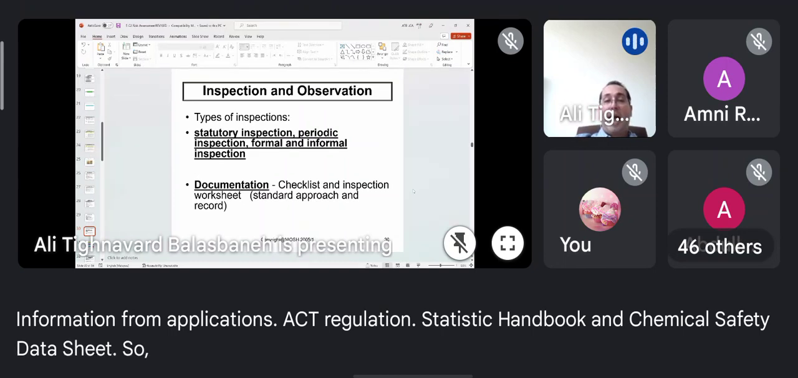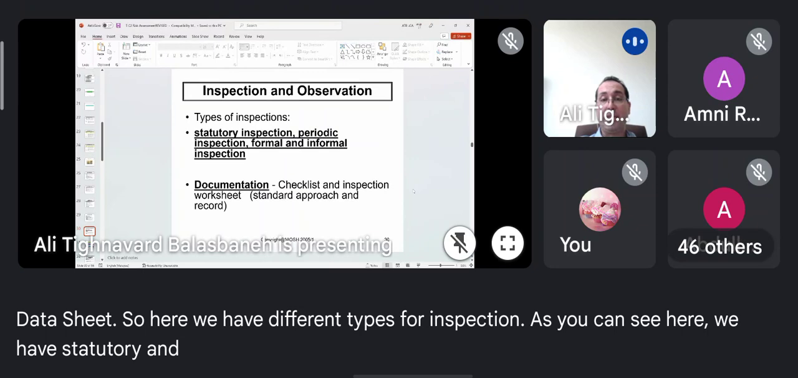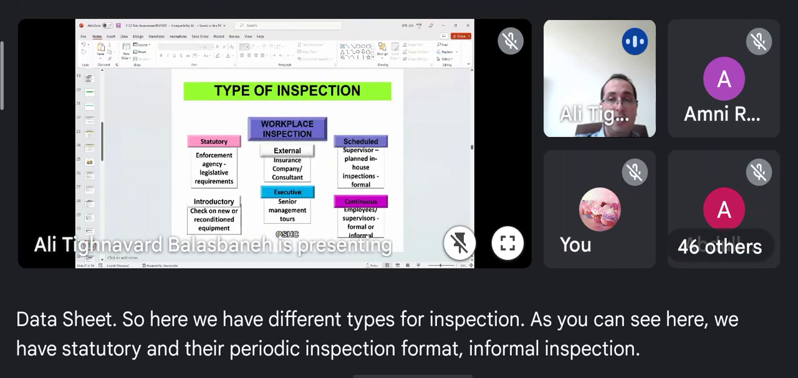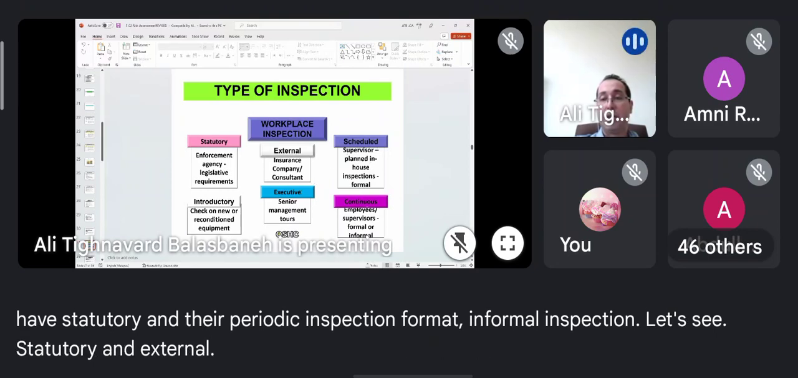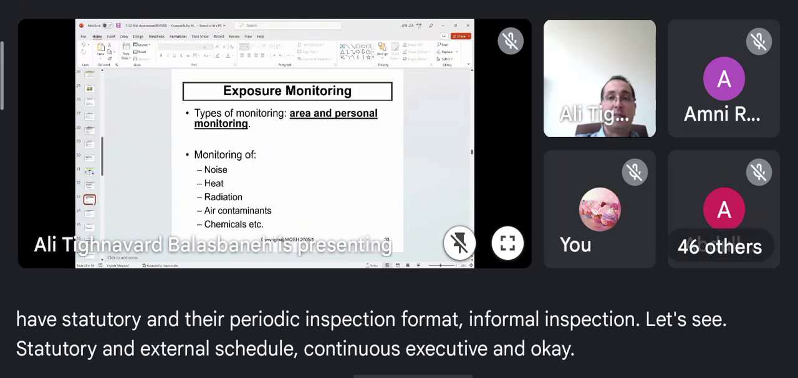So here we have different types of inspection. As you can see, we have statutory and periodic inspection, formal and informal inspection. Let's see, statutory and external, scheduled, continuous, executive.